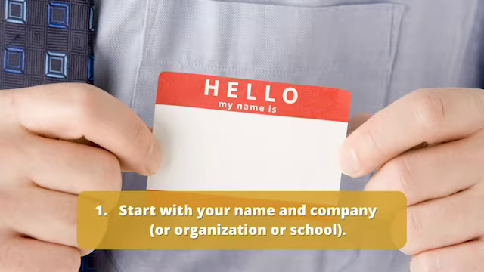And I'll give you the summary of the 3-step process first. The first thing you want to do is start with your name, obviously, and probably your company, especially if it's a professional speech that you're giving. If you're giving a presentation to a class or school, or if you're in a competition of some type, then you would reference the organization that you're representing or the school that you came from.